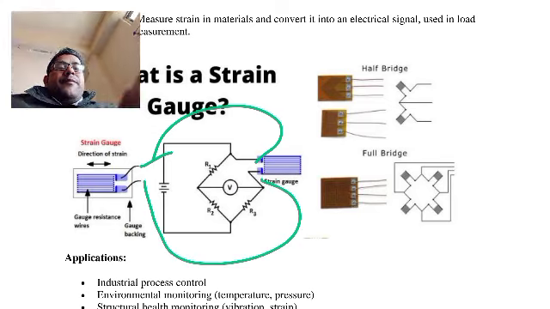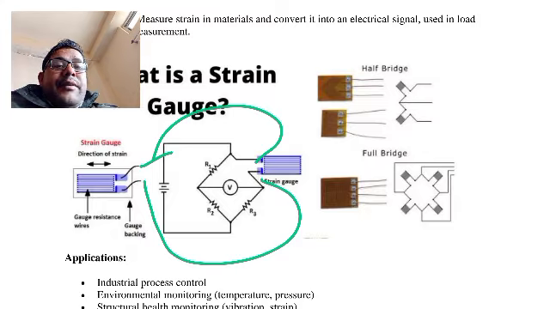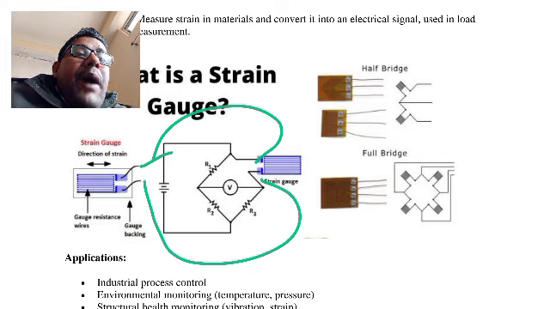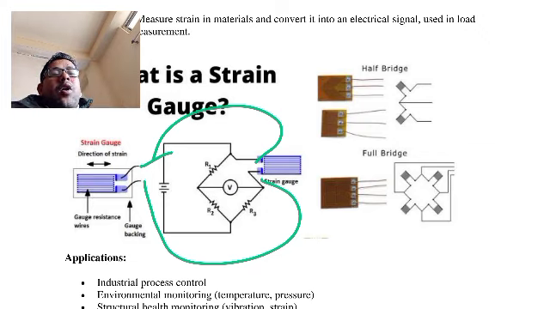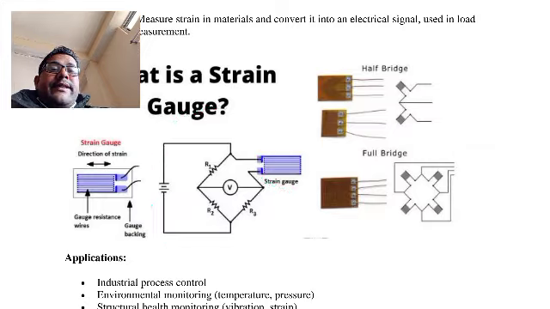If this is applied on a single arm of the Wheatstone bridge, that is the quarter bridge. If this arrangement is used for two arms of the bridge, then that will be the half bridge. If this arrangement is used on all arms of the bridge, then this will be the full bridge strain gauge. So we will see how this strain gauge works.